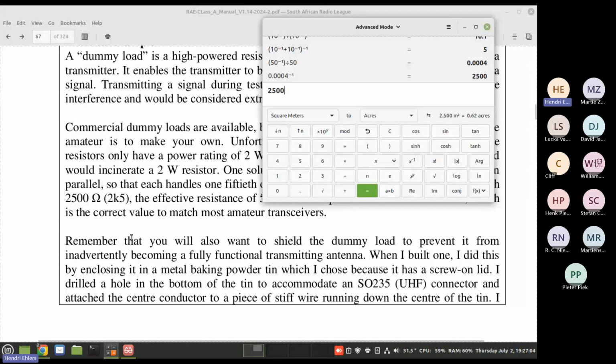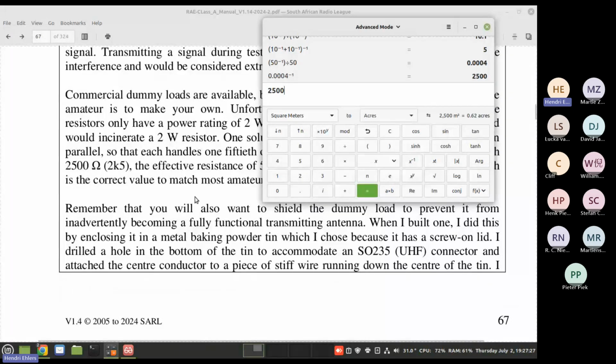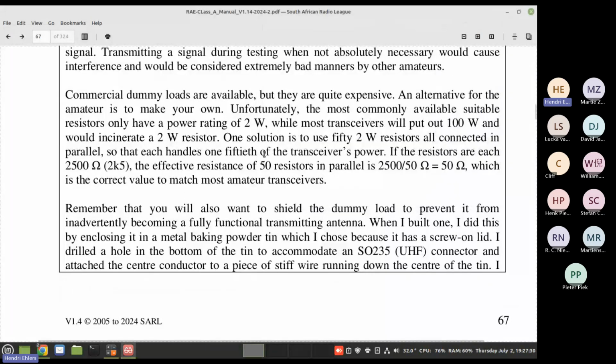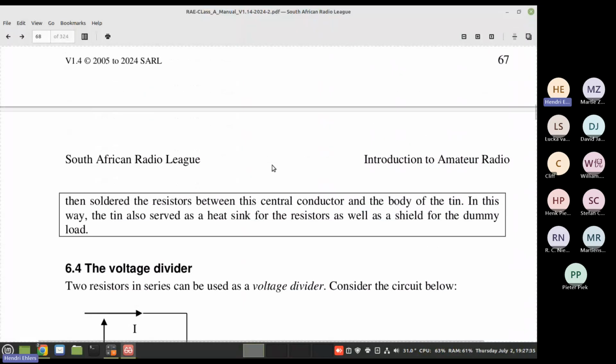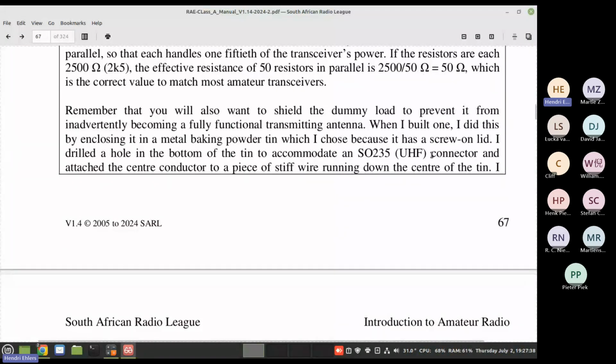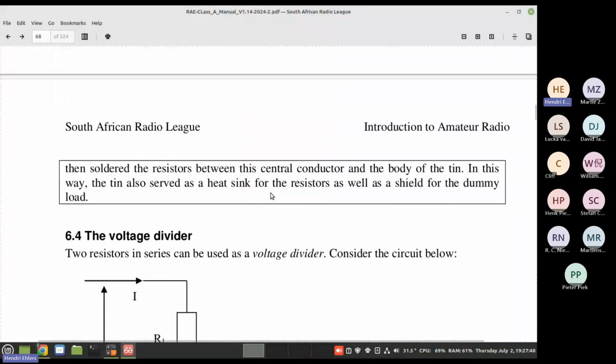Yeah, you also want to shield. So you'll see that if you look at a dummy load, or as I call it, homebrew dummy load, they usually put it in a paint tin in transformer oil. So you want to shield the dummy load so that no RF can get out there, because otherwise you cause interference. They explain to you how to build it if you want to. You can go and read through that.